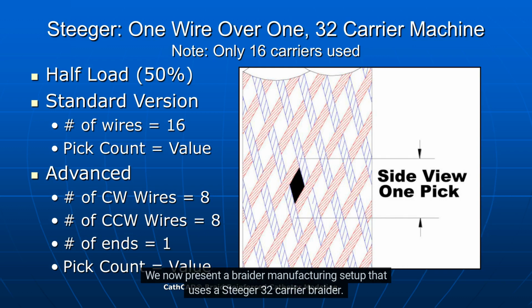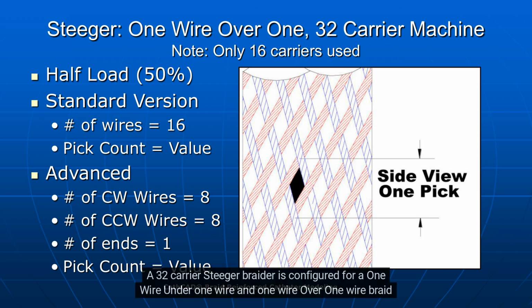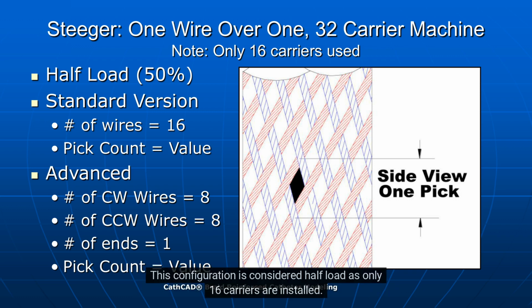We now present a braider manufacturing setup that uses a Steger 32 carrier braider. A 32 carrier Steger braider is configured for a 1-wire under 1 wire and 1-wire over 1 wire braid pattern. This configuration is considered half load, as only 16 carriers are installed. The system will be running at 50% of the rated output speed.